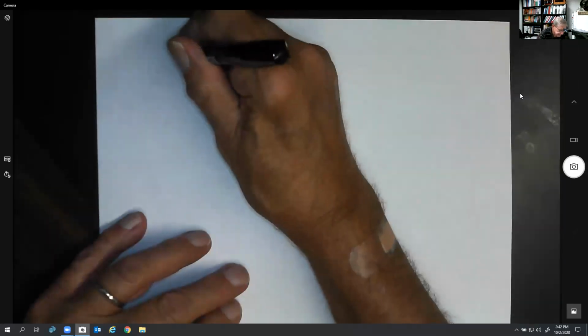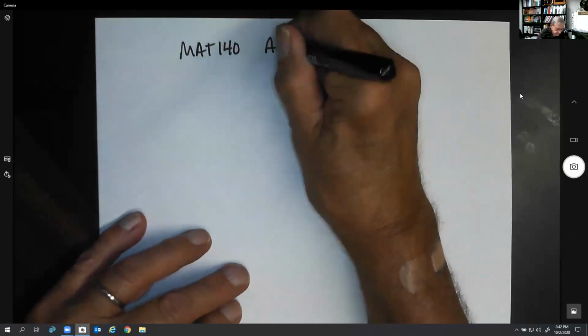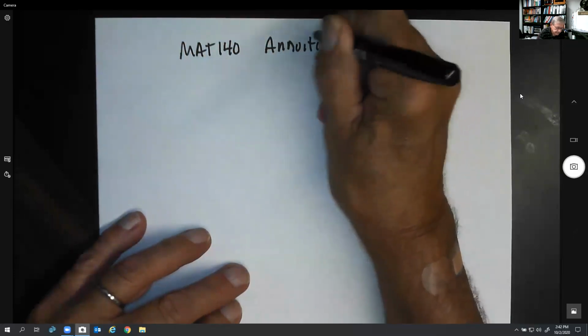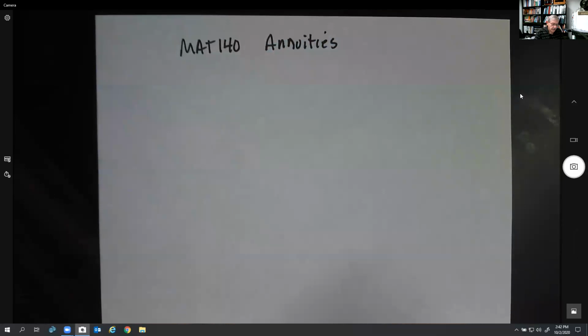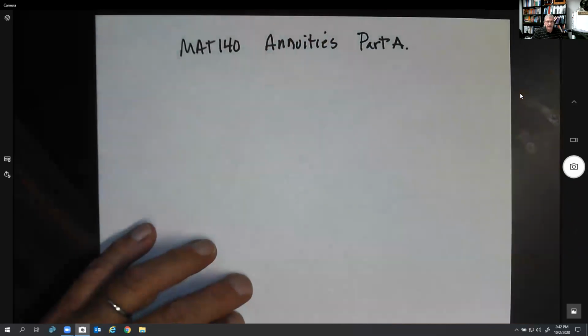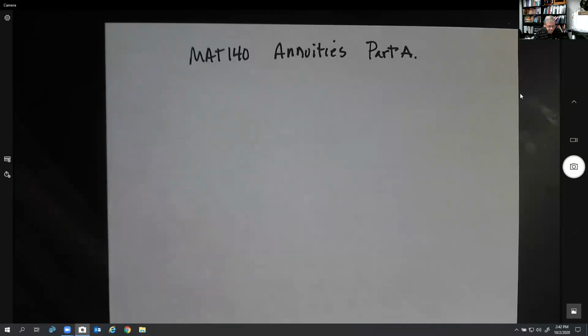Today we're going to talk about annuities. And we're going to split this up into two parts. The first part, part A, we're going to talk about how much money you're going to have back if you make a certain amount of payments. And then the second part is going to be trying to determine how much you want to make, how much you're going to pay for your payment.